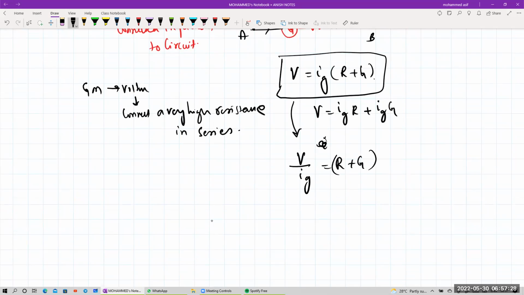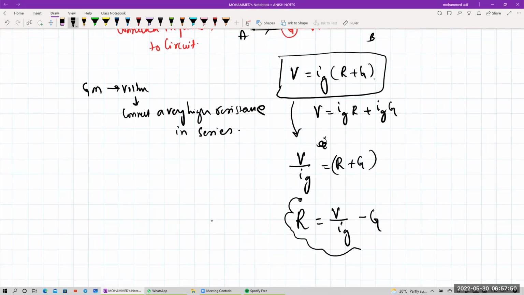If the problem asks what is the high resistance connected in series with the galvanometer, meaning capital R, capital R will be equal to how much? V divided by Ig minus G. V by Ig minus capital G.